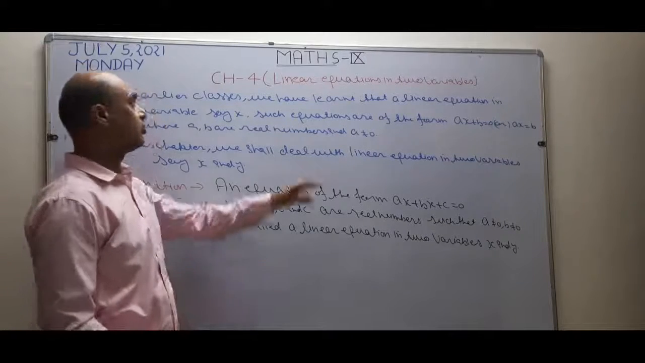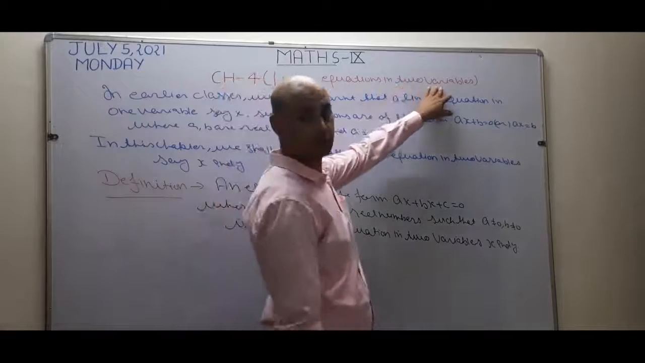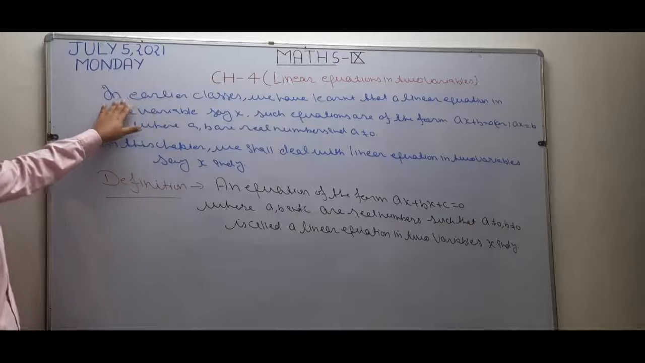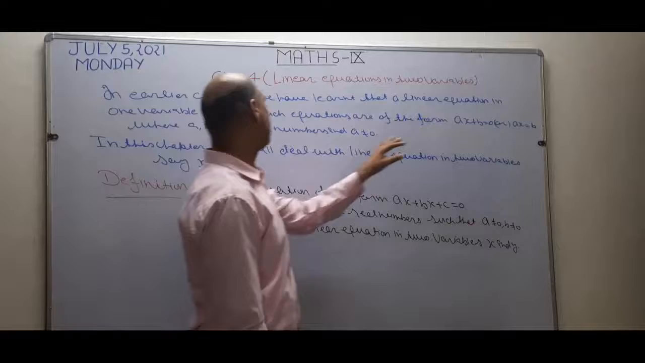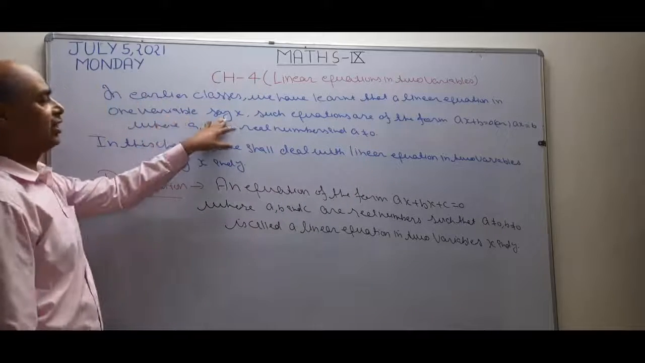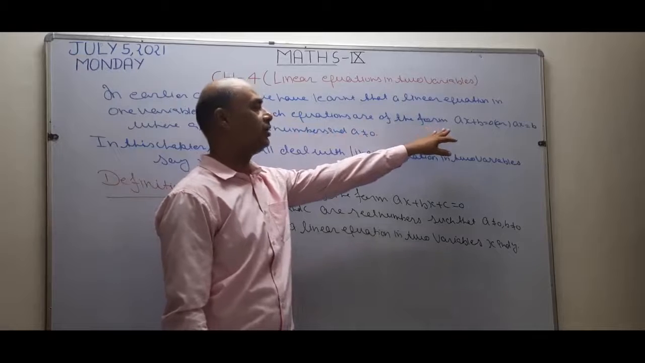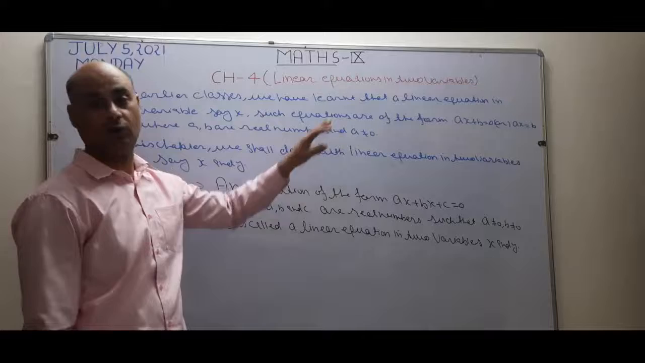Students, today we are going to start chapter number 4, linear equations in two variables. Okay, now see what I write here. In earlier classes we have learned about a linear equation in one variable, say x. Such equations are in the form of ax plus b equal to 0 or ax equal to b, where a and b are real numbers and a is not equal to 0.